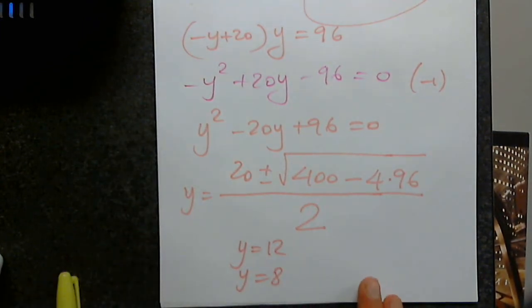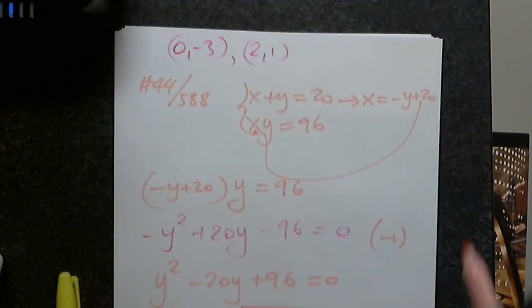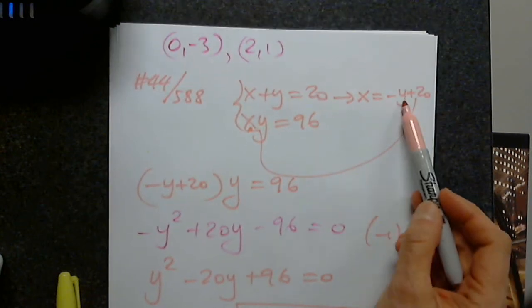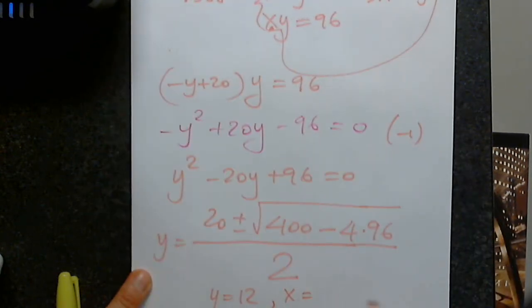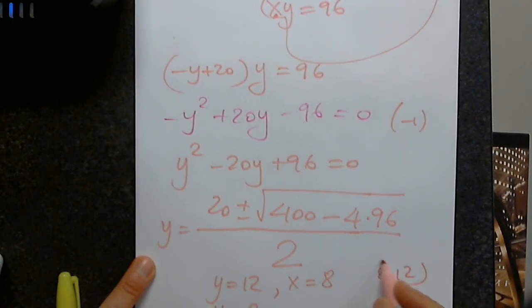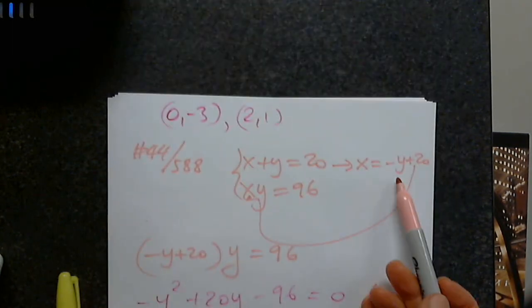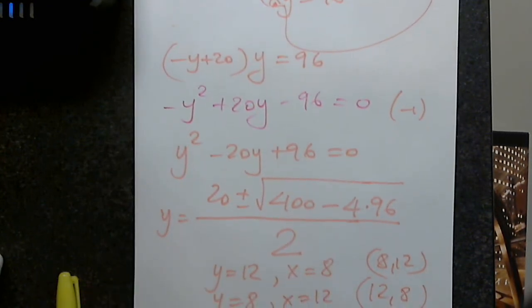Is it done? No. So with y being 12, negative 12 plus 20, comma, x equals? And with the 8, I get 12. So there are two solutions.